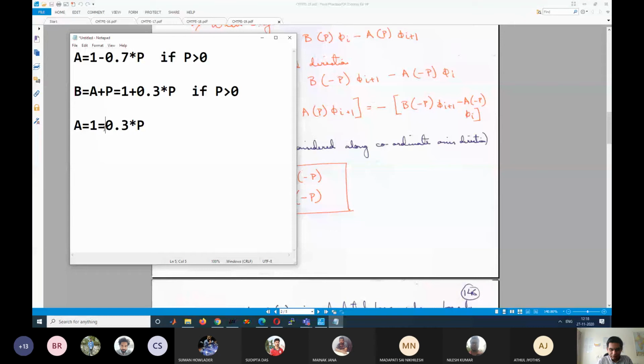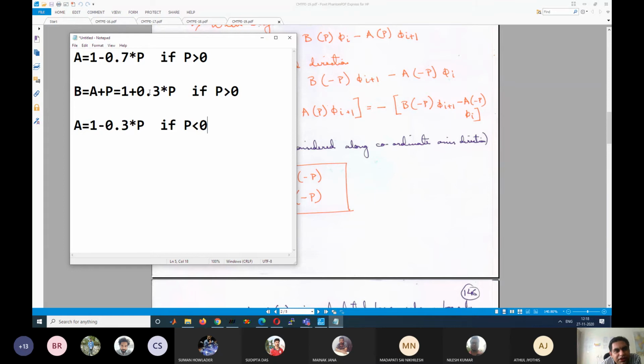Is this point clear? And this is only valid if p is less than 0. If p is less than 0, this means that minus p is greater than 0. So for b of minus p, if I put minus p instead of p in this equation, then this expression is correct because p is negative, minus p is positive. So I can use this expression.